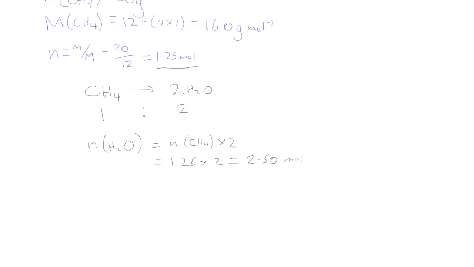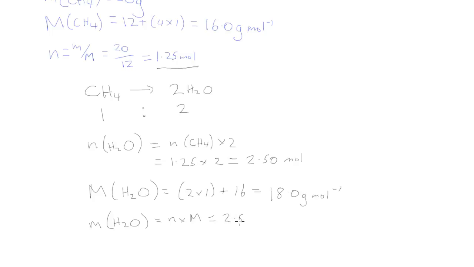So the number of moles is 2.5, and now the molar mass of water. We have 2 hydrogens, and we have 1 oxygen, which is 16 grams per mole. So our molar mass of water is 18 grams per mole. And then to find the mass, the mass of water is equal to the number of moles times the molar mass. So we have 2.5 times 18, and we get a final answer for this question of 45 grams.